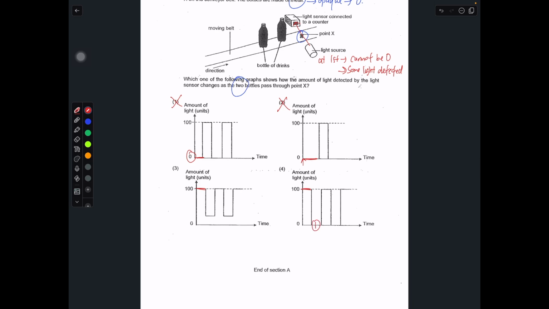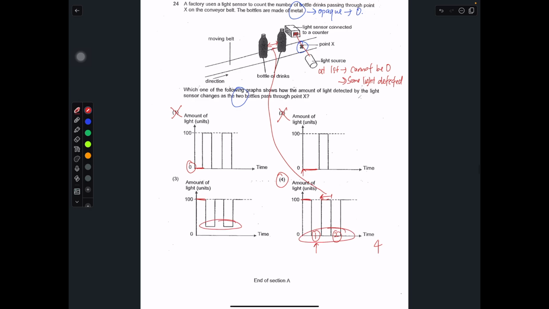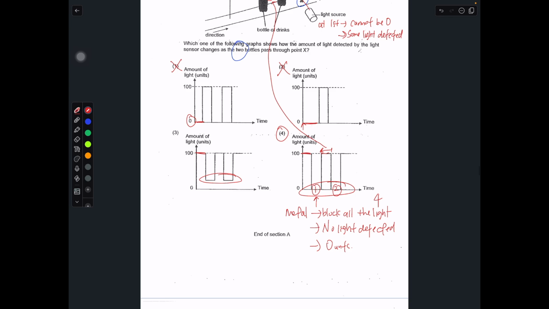Because over here you know that there's one object, then two objects. This one for number 1 is the metal bottle reaching here. Then after that there's a gap in between, and this gap represents this part over here. Actually the answer is number 4. The only difference is whether it reached 0 or not. Metal is opaque, so it will block all the light from passing through, so there will be no light detected. The amount of light detected will be 0 units. So this one will be the correct one because the amount of light reaches 0. So the answer is number 4. Okay, 3 is wrong.